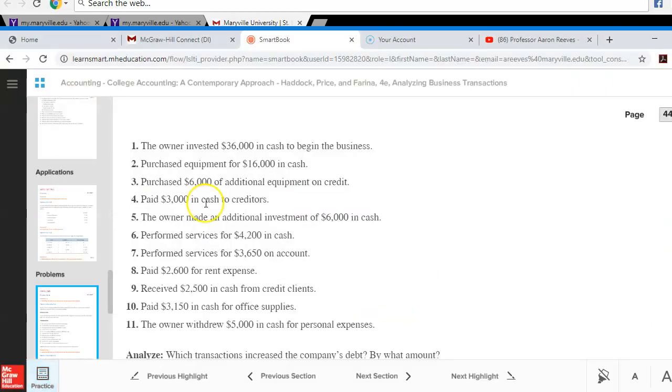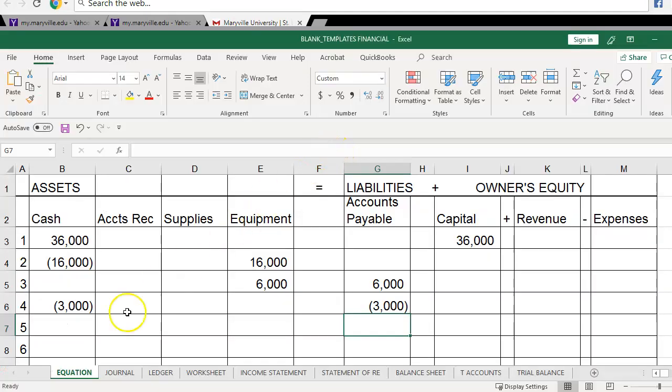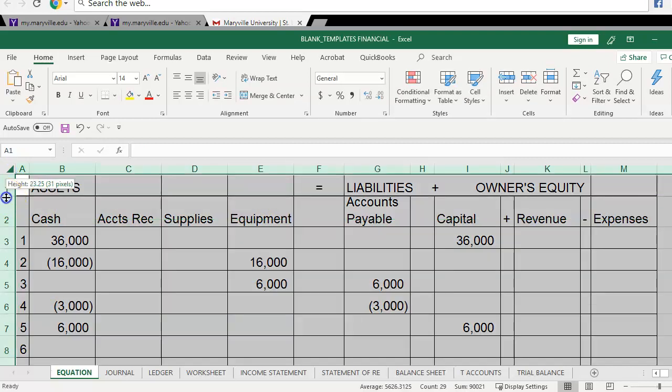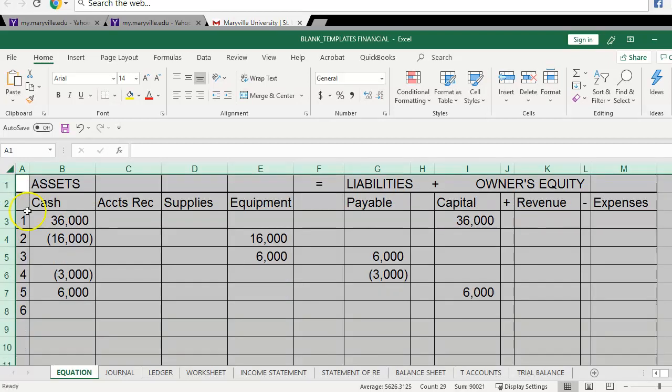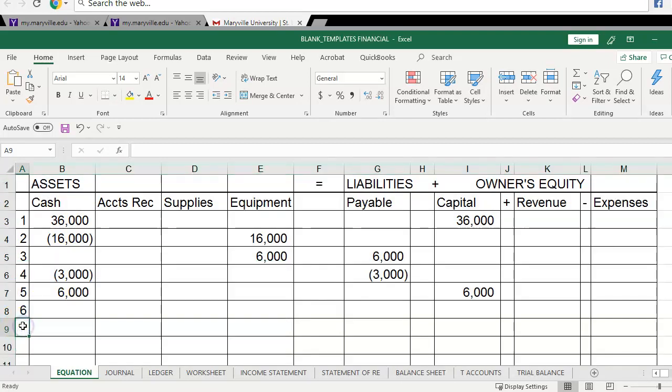Let's keep going. Number five says the owner made an additional investment of $6,000 in cash. We know from number one, when the owner makes an investment, it'll increase the cash account, in this case by $6,000, and also increase the capital account, in this case by $6,000. How you doing so far? Feeling pretty good? Okay. We'll do a few more.